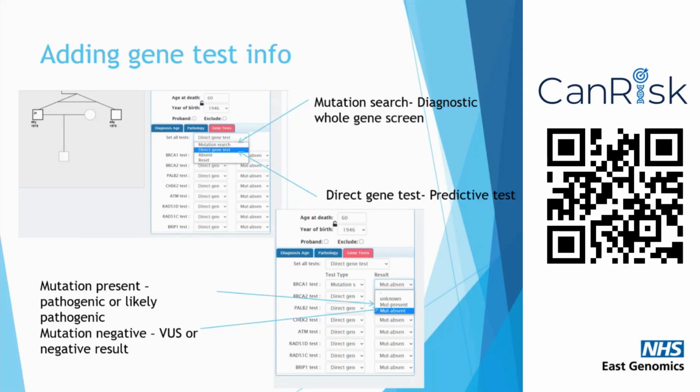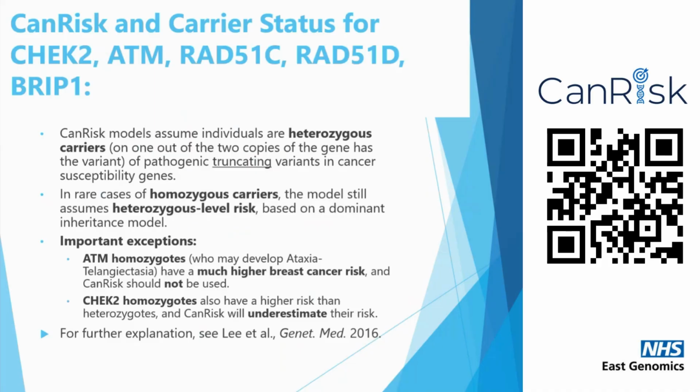If you've got a VUS in a patient, it's probably worth discussing that with clinical genetics as well, because if you've got a very hot VUS, it might influence what you're doing a little bit more, but it shouldn't be inputted as a positive on CanRisk. CanRisk and carrier status for CHEK2, ATM, RAD51C, RAD51D and BRIP1.